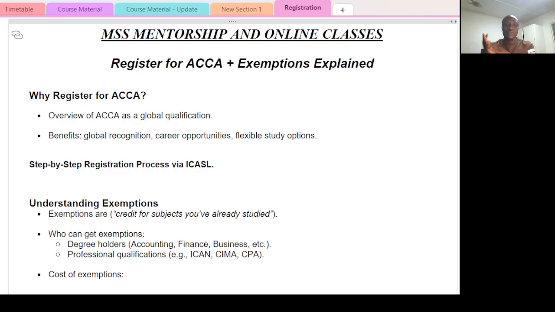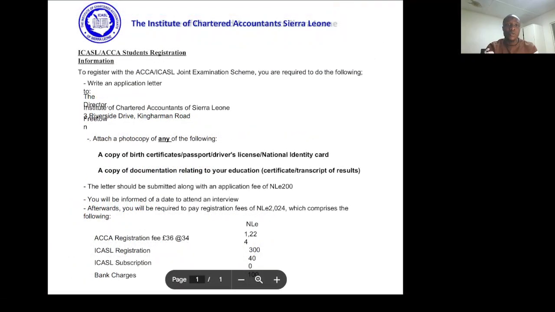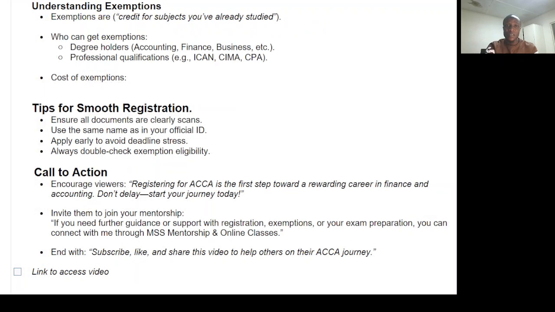Also, a student who has achieved another professional qualification like the CIMA, the ICAN, or the CPA, also ACCA will give that particular student an exemption. You are not going to sit all of the papers. Some amount of papers will be exempted. You are not going to sit those particular papers, but you are going to make payments for those papers that will be exempted. So now we are going to look at the exemption rate for each paper and then the cumulative calculation as well.